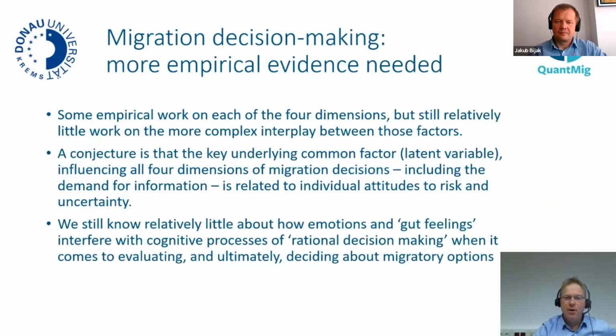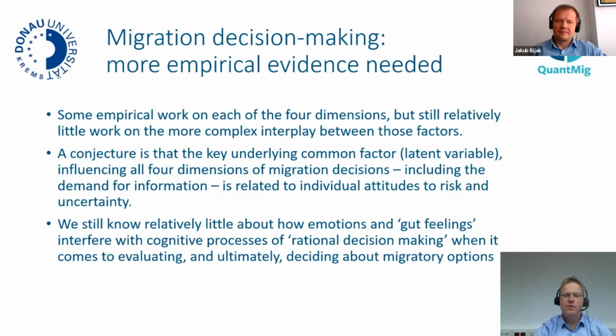An emerging hypothesis, which requires further empirical investigation, is that a key underlying factor influencing all four dimensions of migration decisions is individual attitudes toward risk and uncertainty. Across several studies, researchers have found that those who migrate are generally more tolerant of risk and uncertainty than those who do not migrate. However, recent research on migration away from conflict zones has found the opposite pattern, with those who stay showing greater risk tolerance than those who migrate, highlighting the important role of context for migration decisions.